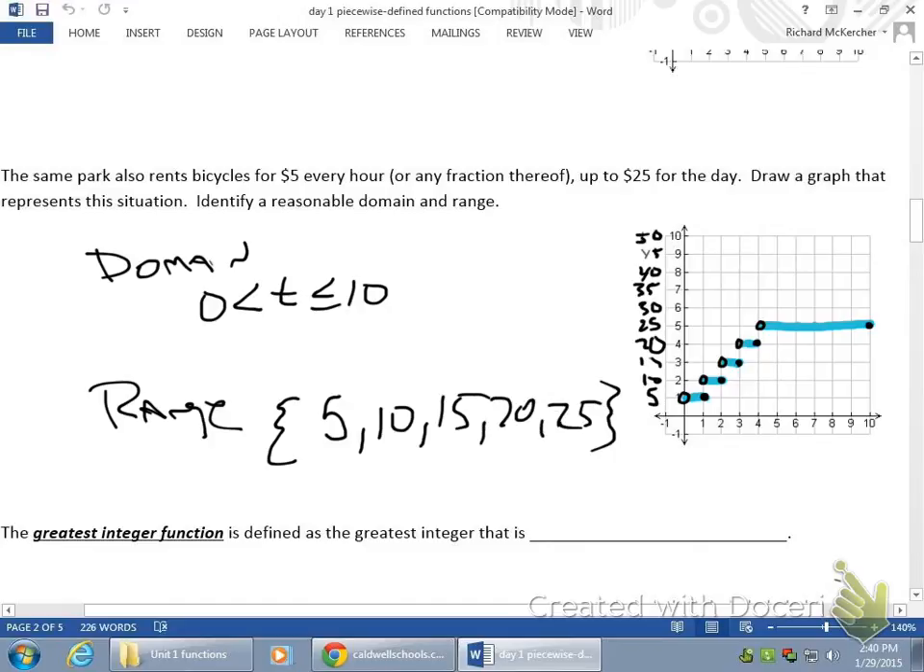Alright, this one I hope you recognize was unique, because right here it said up to $25 for the day. So once I got right here, once I rented it for 5 hours or 6 hours or 7 hours, I was maxed out. I was never going to get more than $25 per day.